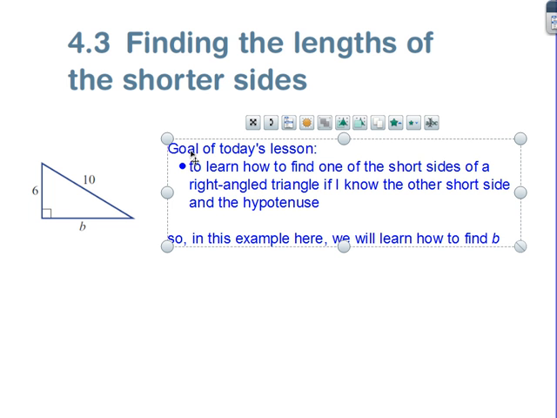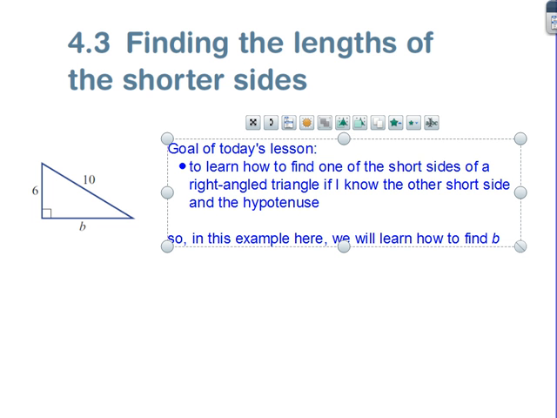Okay, welcome girls. The goal of this lesson is to learn how to find one of the short sides of a right angle triangle if I know the other short side and the hypotenuse. So last lesson we learned how to find the long side if we knew both the short sides, but this time in this example here we're going to learn how to find b, one of the short sides. So it's one step more complicated than what we were doing in the previous lesson, finding the hypotenuse.